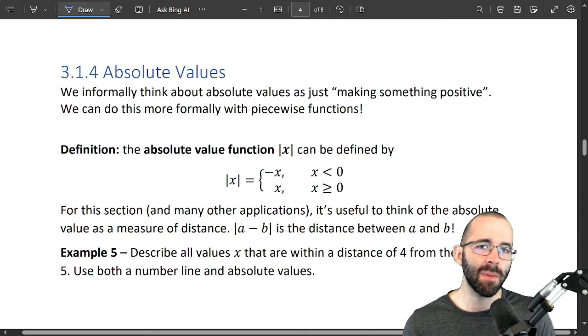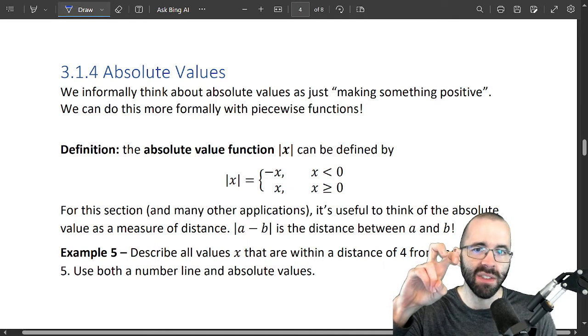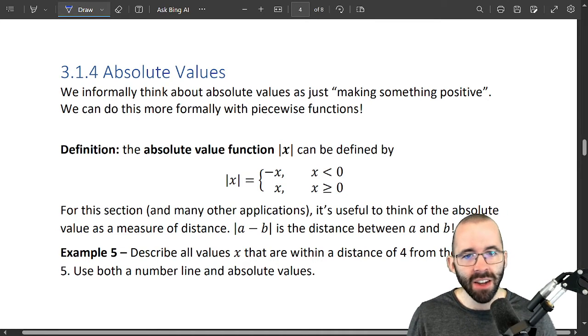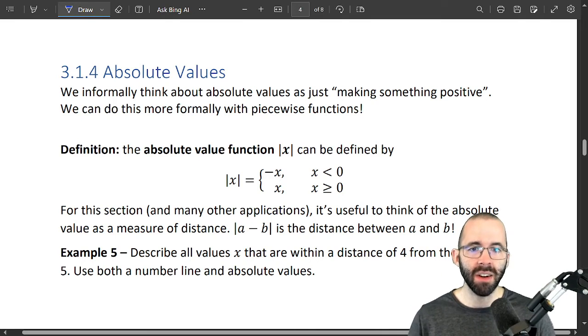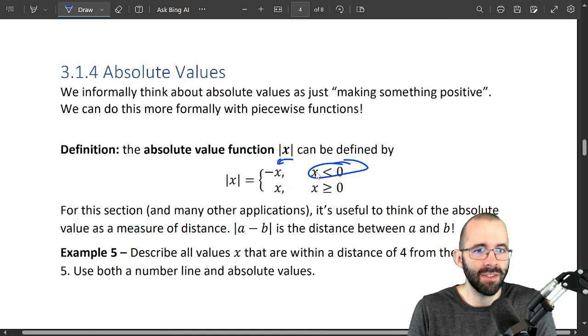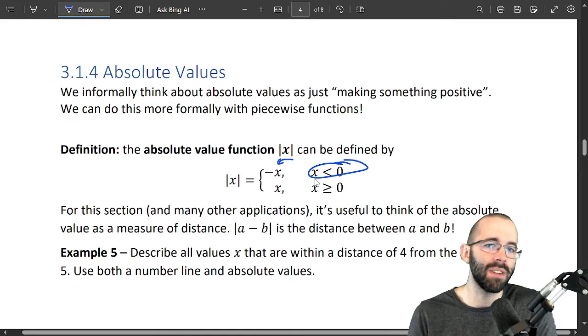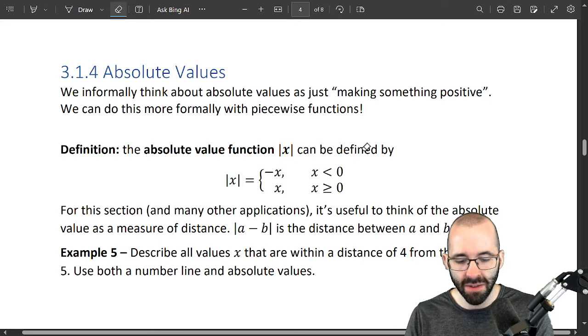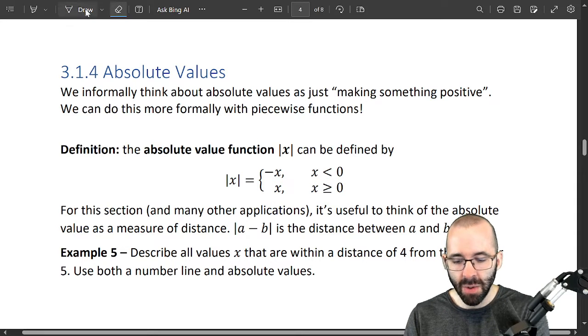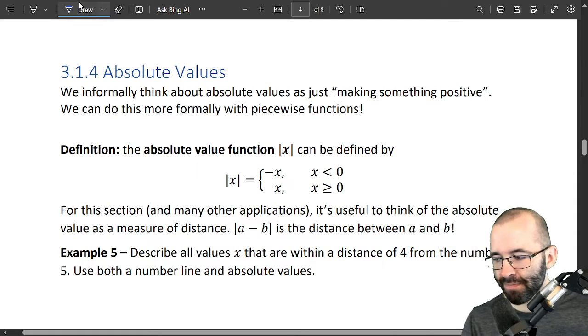So we informally think about absolute values as making something positive, but we can also define absolute values with piecewise functions, right? The absolute value function, which is defined by those vertical bars, well, if the input's negative, then we just look at the opposite of the input. That makes it positive, right? A negative times a negative is a positive. So if the input is negative, this makes the output negative. And if the input's positive, well, the absolute value function just gives you the same number. The absolute value of positive 2 is just positive 2. So that's how we can combine it with some of the stuff that we've talked about.